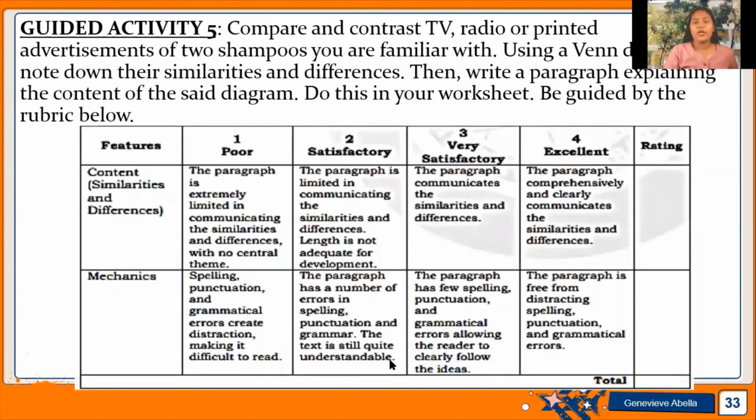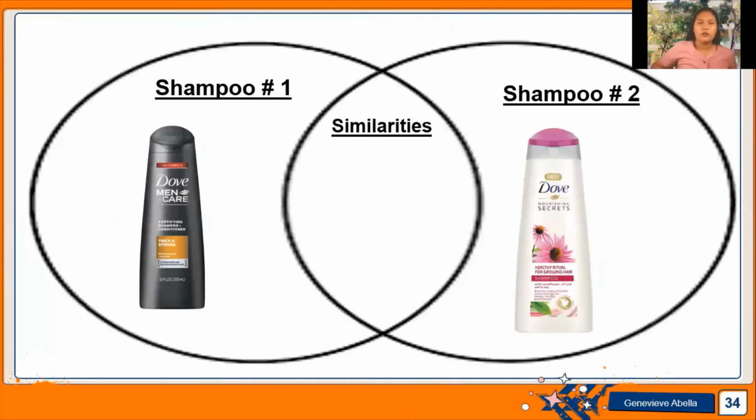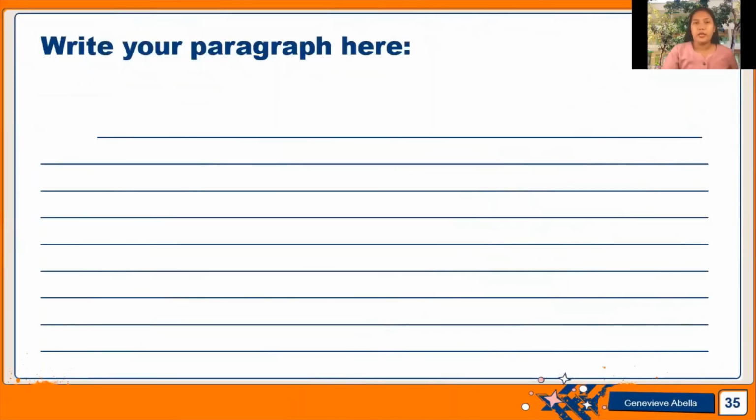So this is our given rubric for this activity. Our criteria are the following: the content and the mechanics. The lowest score is 1 and the highest score is 4. So these are the shampoo that you are going to compare and contrast. And afterwards, you will be writing your paragraph. So this activity will be passed together with your evaluation.